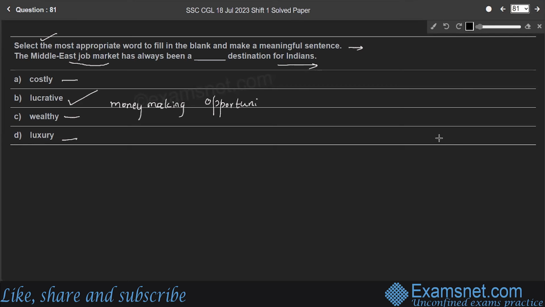Or you can consider it as profitable, right? Profitable opportunity is called lucrative. So, lucrative destination for Indians. Option B is the right answer.